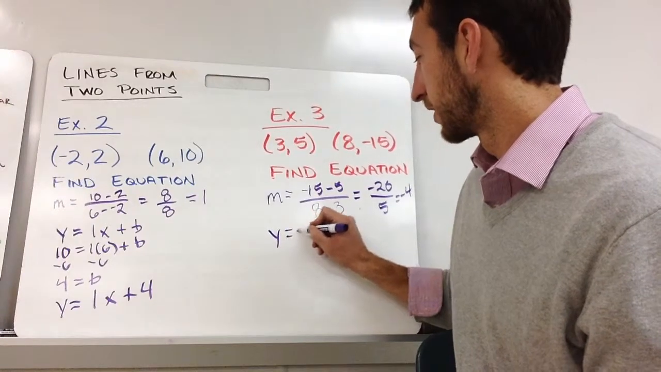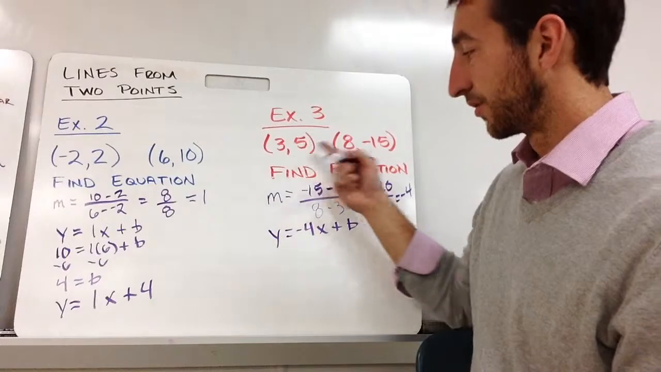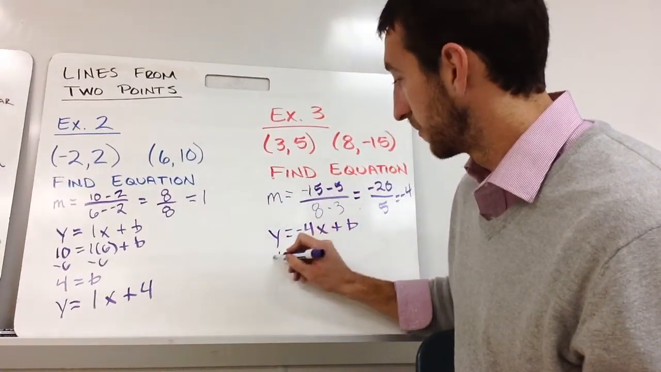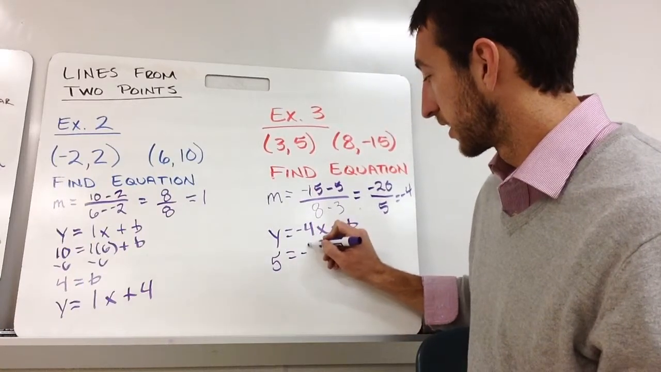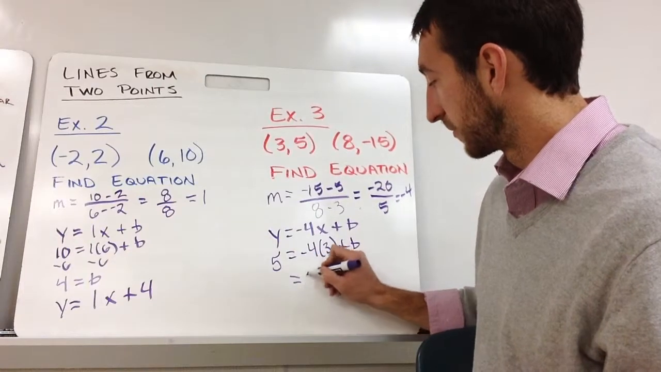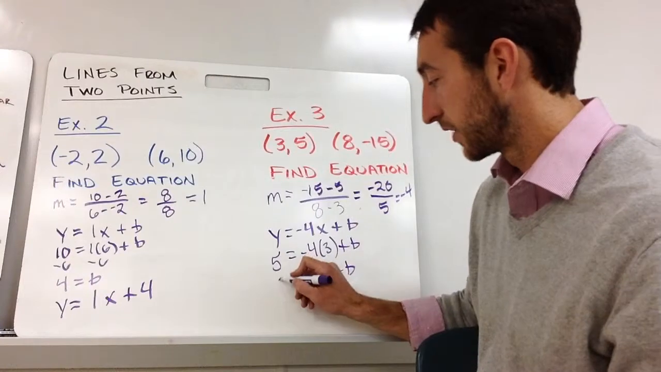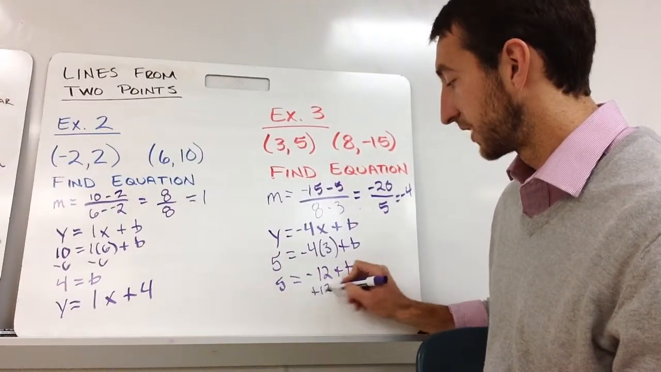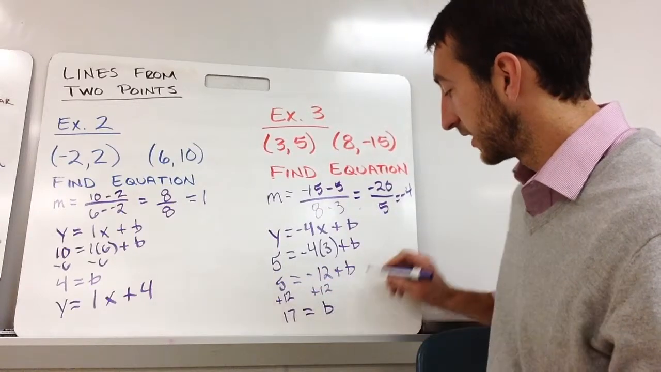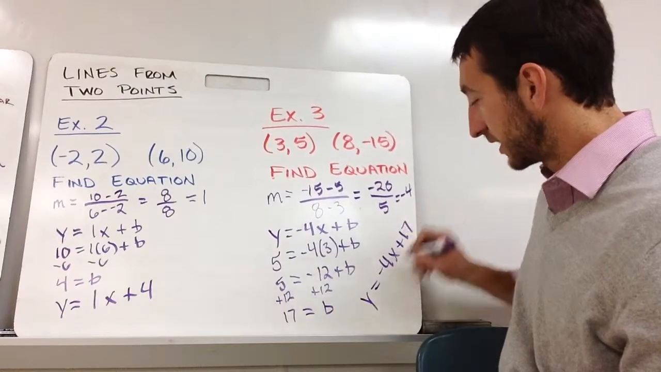Now I sub it into my equation, plus b. I pick out a point. Let's do (3, 5). I like positive numbers, if you haven't figured that out yet, but you can pick either point. -4 times 3 plus b simplifies to -12 plus b. I got 5 over there, so I add 12 to both sides. So my b is equal to 17, and my equation is y equals -4x plus 17.